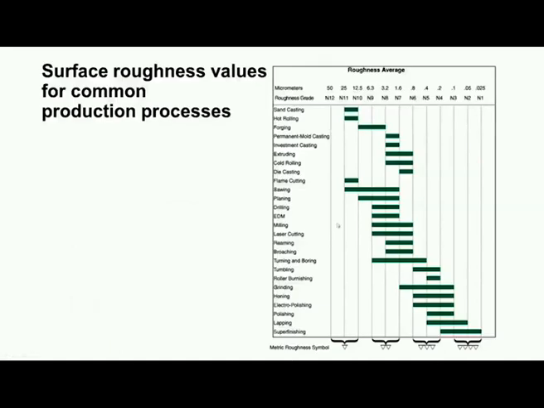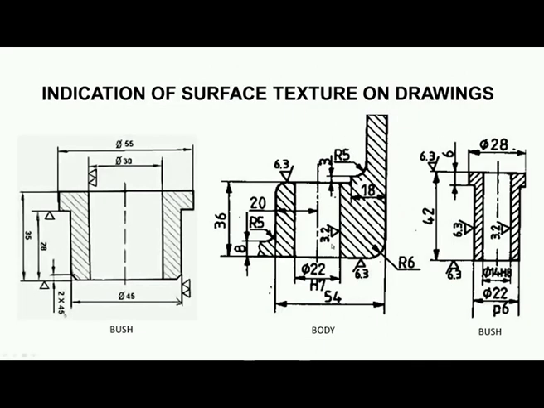drilling operation. You can see here the drilling operation can provide us with roughness varying from 1.6 micrometer Ra to 6.3. So, here we have mentioned 3.2 micrometer Ra. So, this hole can be produced by drilling operation, and here it is 3.2 micrometer Ra.